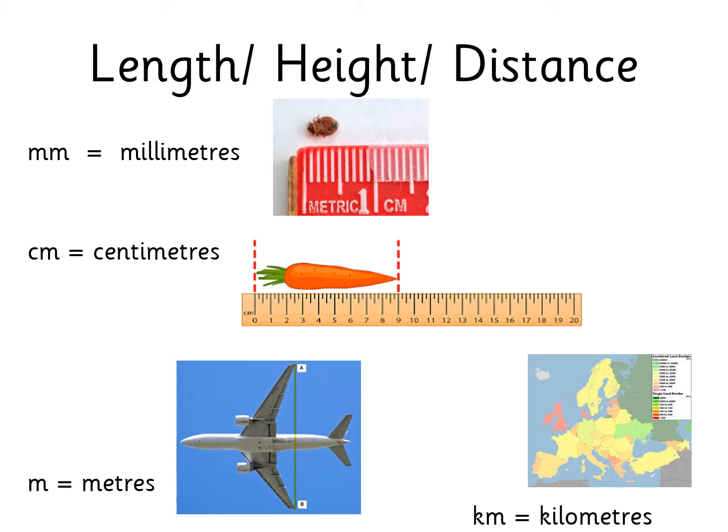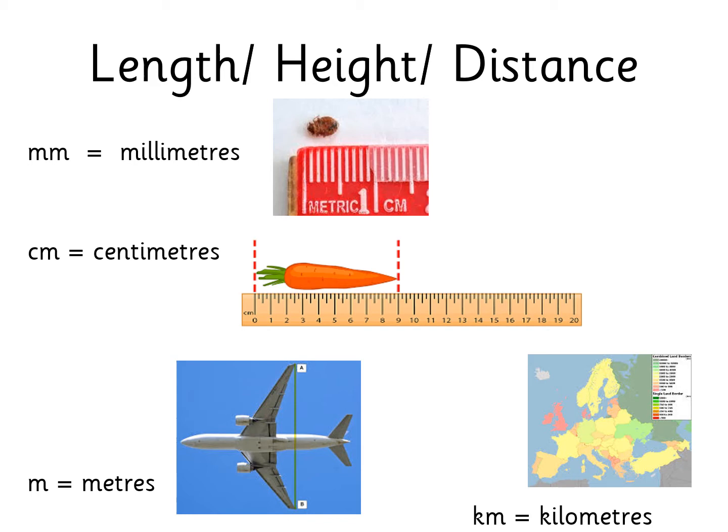Have a look at the little bug at the top of the picture. How long is that bug? Each of those little lines on the ruler are millimetres. That's right, the bug is only 5 millimetres in length. That's very small, that's half a centimetre.